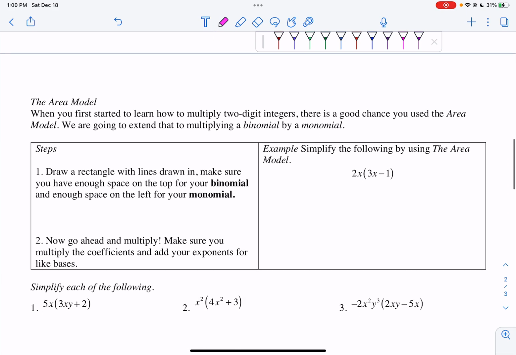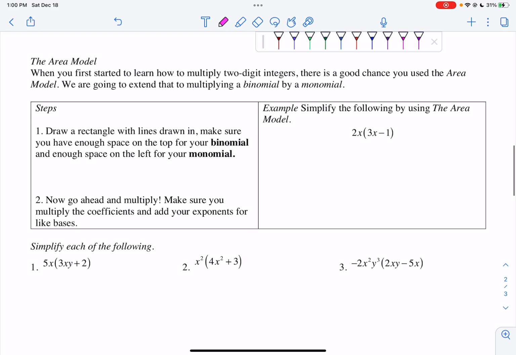The area model. When you first start to learn how to multiply two-digit integers, there's a good chance you use the area model. We're going to extend that to multiplying a binomial by a monomial. So when I multiply a binomial to a monomial, what that means is I have a two-termed expression that I am multiplying to a one-termed expression. So let's see how this works. You can use distribution or you can use the area model. For these examples, I'm going to use the area model.